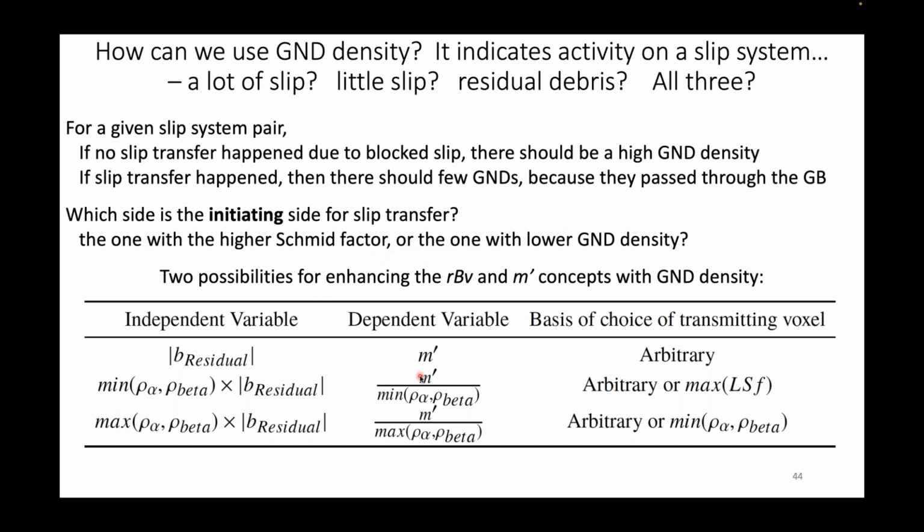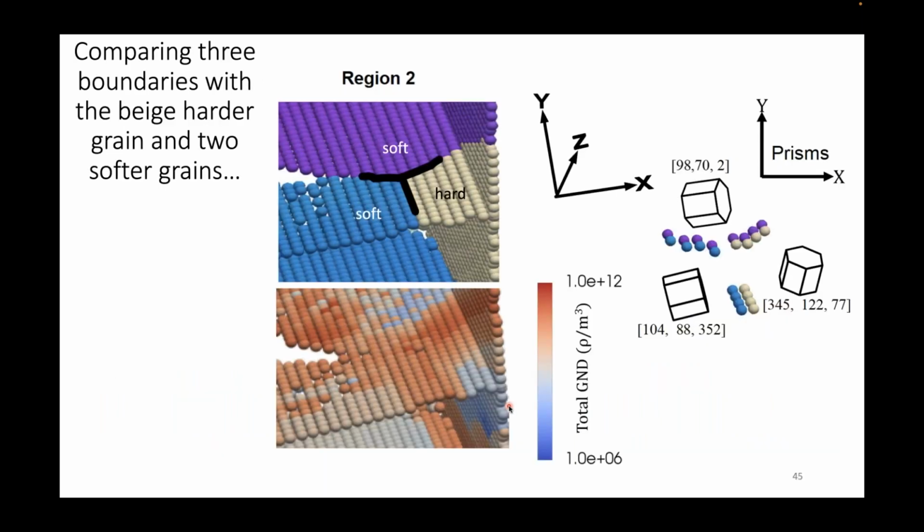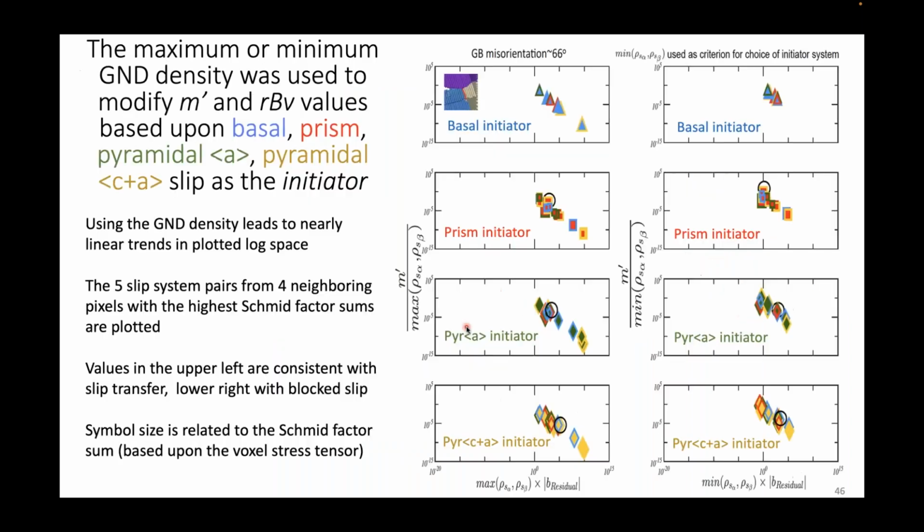So here are some possibilities for how we might incorporate the GND density into metrics such as the residual Burgers vector and M prime parameter. And so I won't go into these details, but here are some approaches to start asking that question. So let's ask that question with respect to this triple junction here. So here's four pairs of voxels that we're going to be doing that calculation and just seeing what falls out.